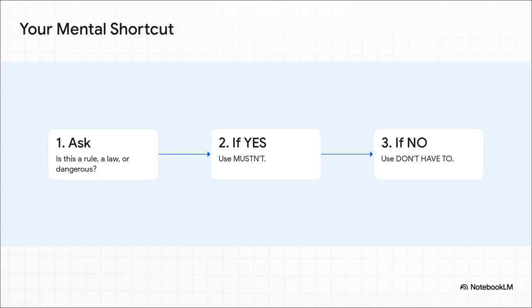So let's just boil this all down to one simple mental shortcut, a little cheat sheet you can use anytime. Just ask yourself one question. Is this situation about a rule, a law, or something dangerous? If the answer is yes, you use mustn't. If the answer is no, you use don't have to. That's it. It really is that simple.